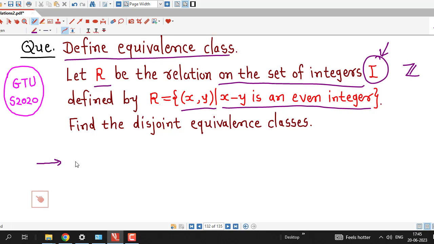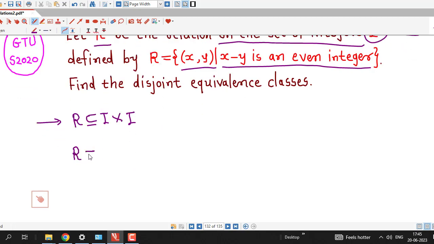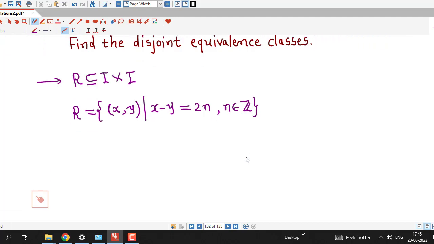Here the given relation R is defined on the set of integers, that is R is a subset of Z cross Z, or a subset of I cross I, and R is given by all those ordered pairs (x, y) such that x minus y is an even integer. X minus y is an even integer if it is a multiple of 2. So here I can write x minus y equal to 2n, where n belongs to Z. So x minus y is an even integer, that is x minus y equal to 2n, or x minus y is a multiple of 2, or 2 divides x minus y.